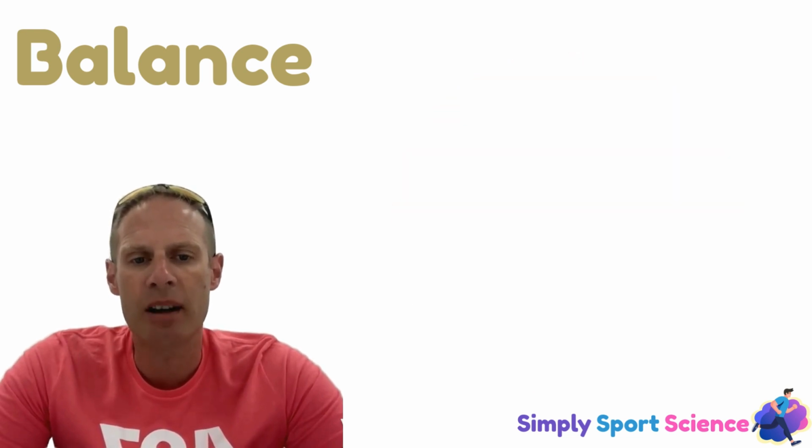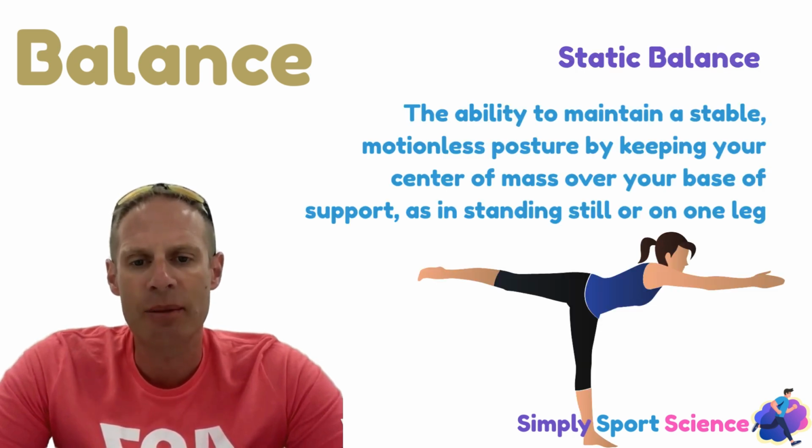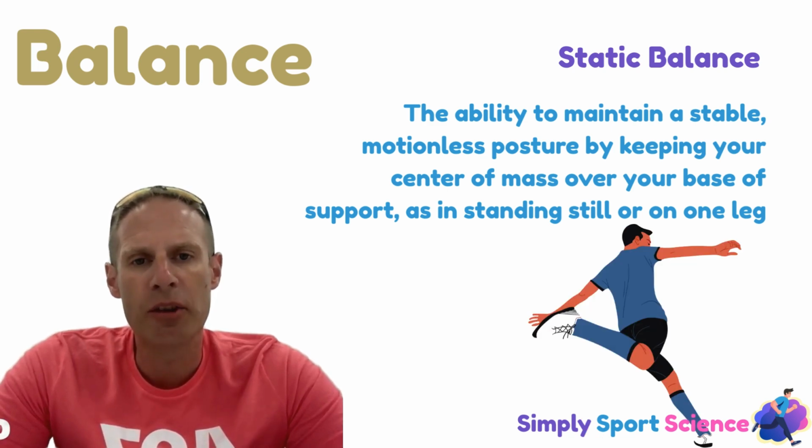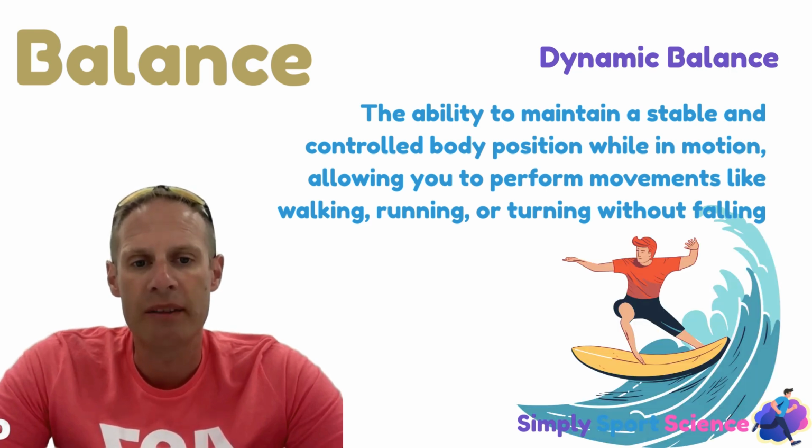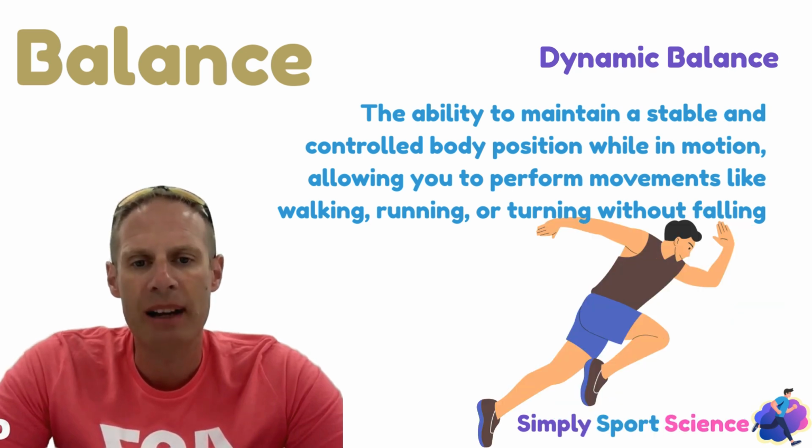There are two main types of balance that you need to know. Static balance. Static balance is about staying still and being controlled. A gymnast holding a handstand is a perfect example of this. Or perhaps think of a footballer standing poised before taking a free kick. And then there's dynamic balance. Dynamic balance is about staying stable whilst moving. A surfer riding the waves is constantly adjusting to remain upright, and a sprinter stays balanced as they lean into a bend at high speed.